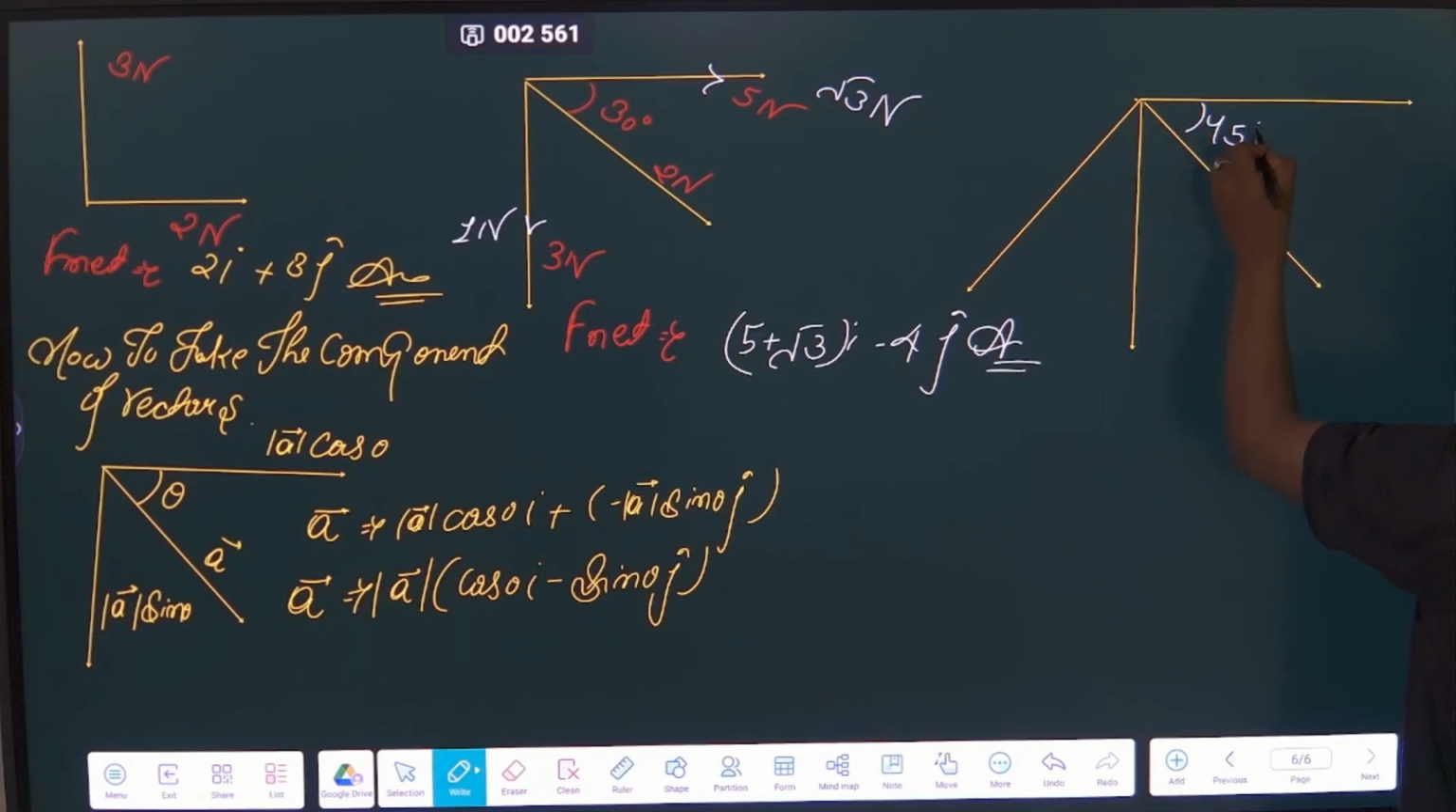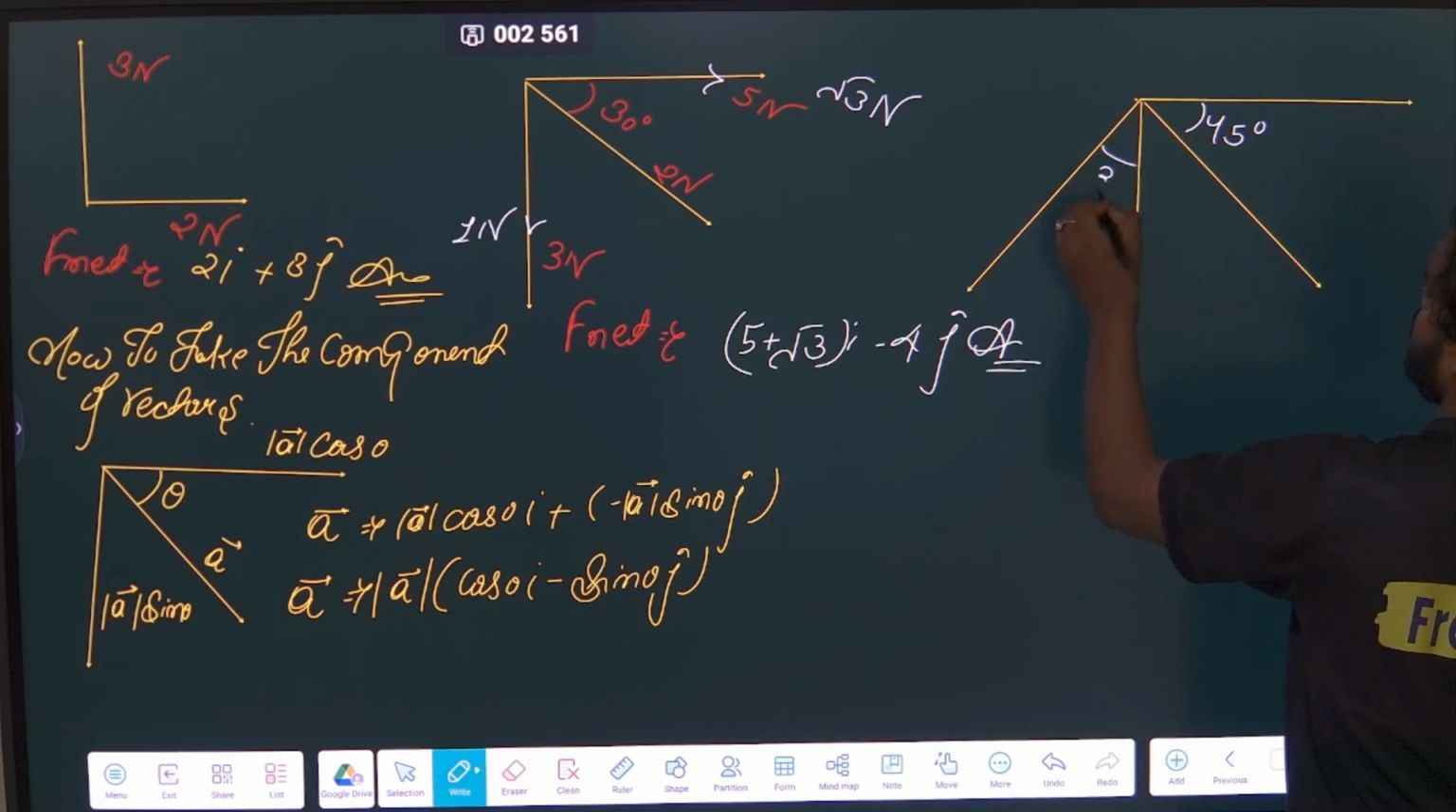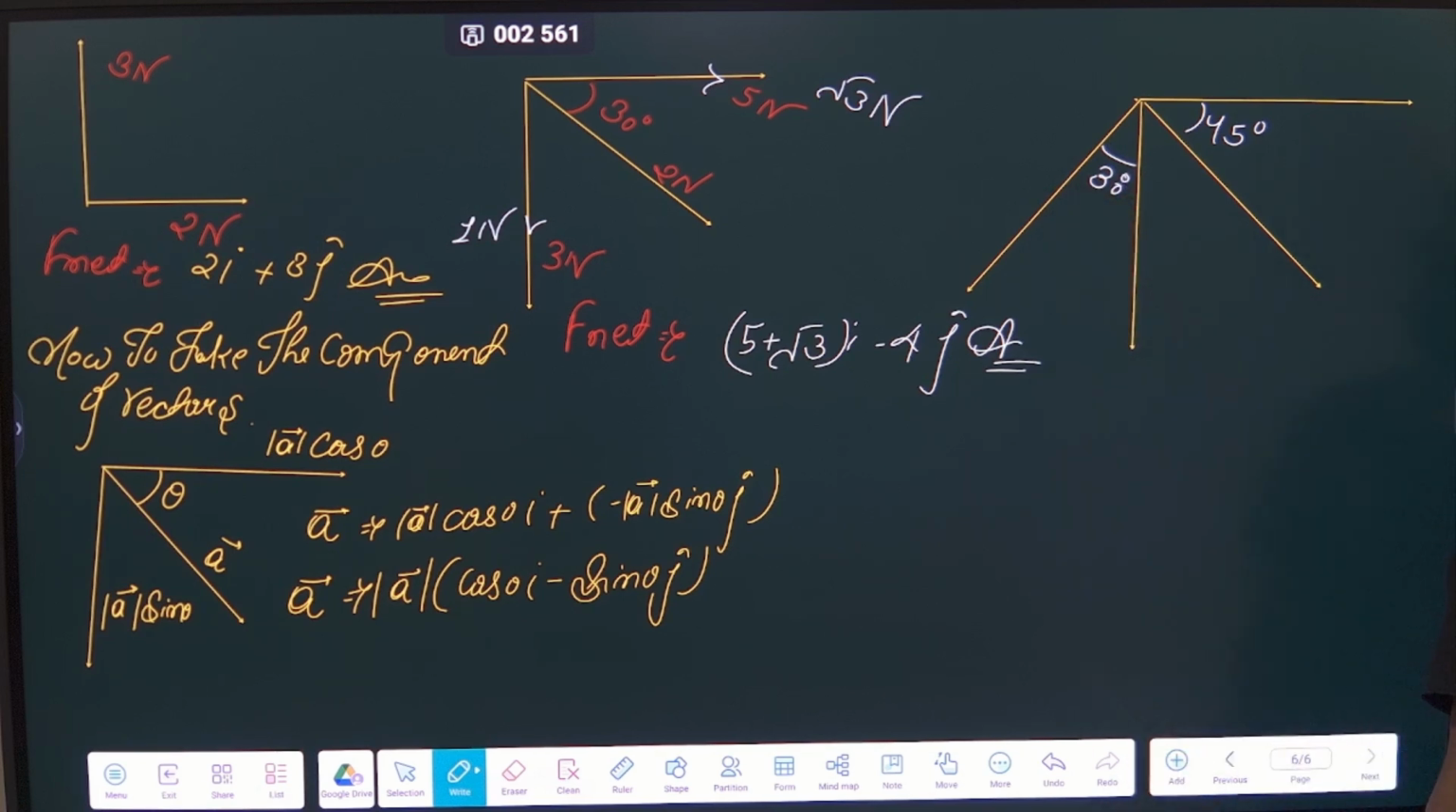Suppose this angle is 45 degree, and this angle you take as 30 degree. This is my root 2 Newton. This is again root 2 Newton. Please don't mind my diagram, I have not drawn it properly.